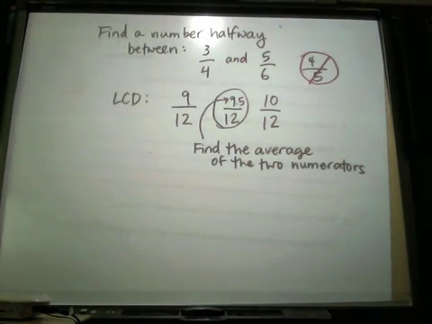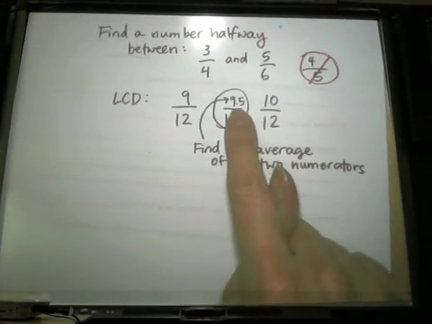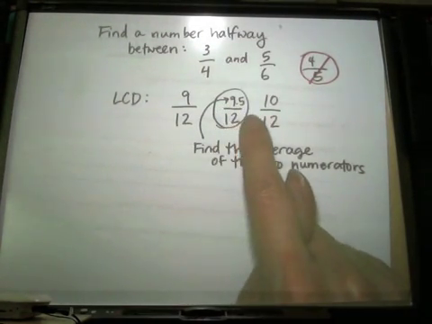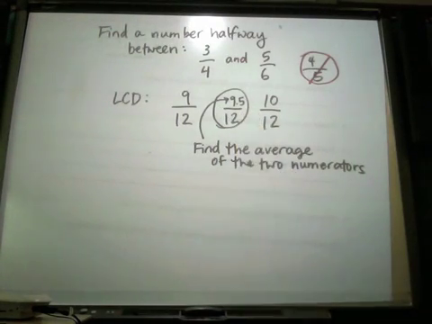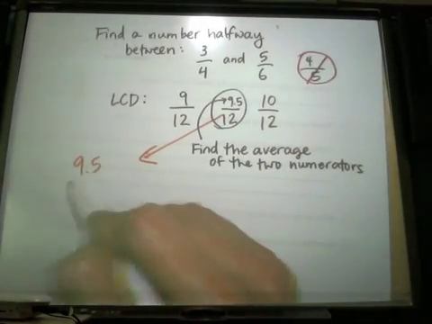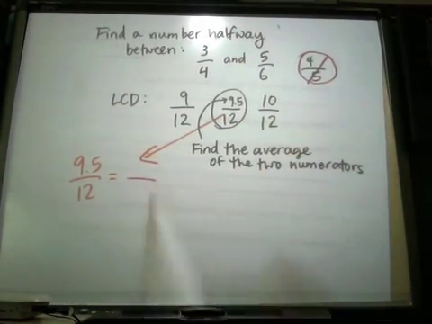Now, here's the problem here. I want this answer to be a rational number. That's what our topic is. Is this an integer in the numerator, a whole number? No, right? It's a decimal. And as I've always said, that's ugly. We don't want a decimal in our fraction. So this is not in rational number format because of that decimal. So we need to finish this problem by changing this 9.5 over 12 into a rational number.